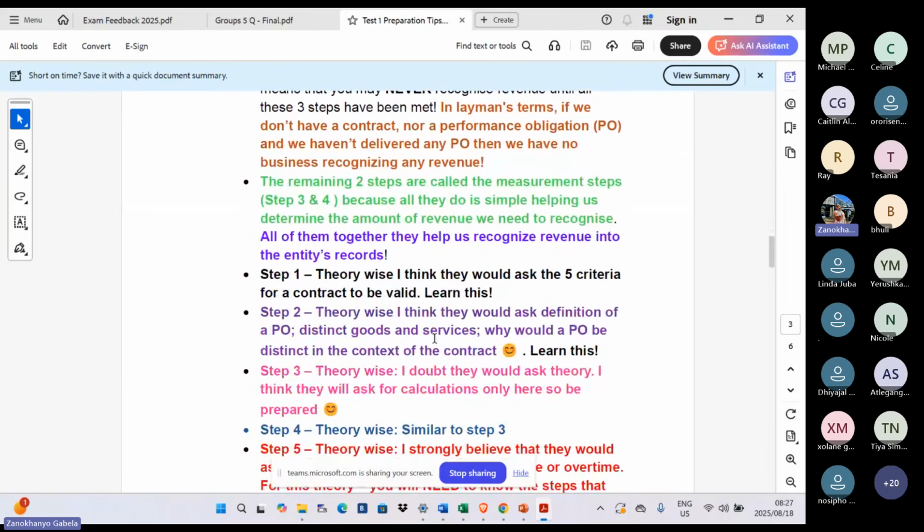Number one, be able to define that term in the exam and also be able to define what is a distinct good or a service. And after that, be also able to define the three criteria that we use to assess whether a good is distinct or not. And sometimes a good can be distinct in the context of the contract. For instance, I made an example in class. This example was about building a bathroom, and I think my students will remember this one.